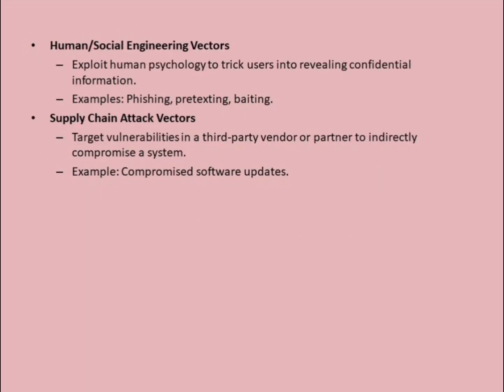Human/social engineering attack vectors. These target people instead of technology. Hackers trick users into giving away sensitive information. Examples: phishing, fake emails or messages that look real, like a bank email asking for your password. Pretexting, pretending to be someone else, like IT support, to gain trust. Baiting, offering something attractive, like free music downloads, that secretly contains malware.